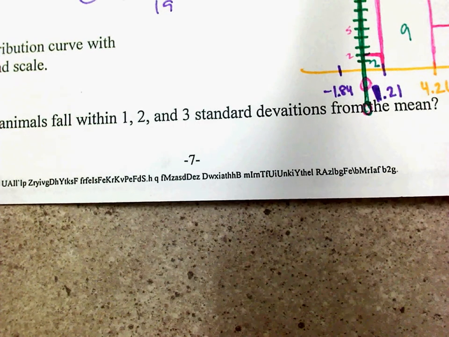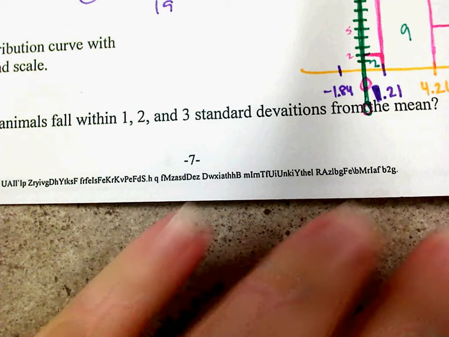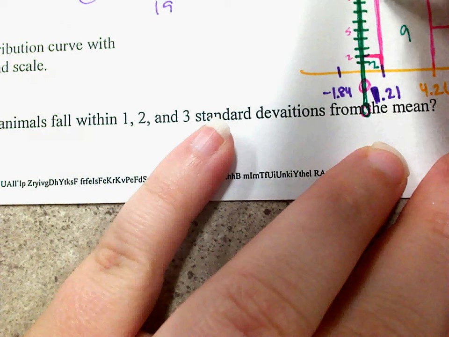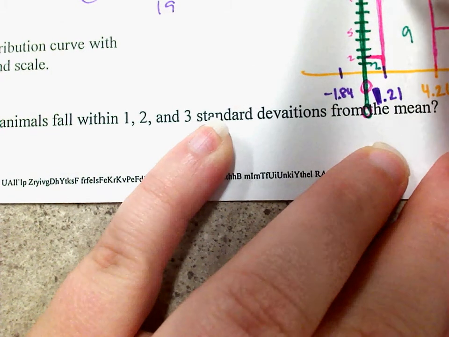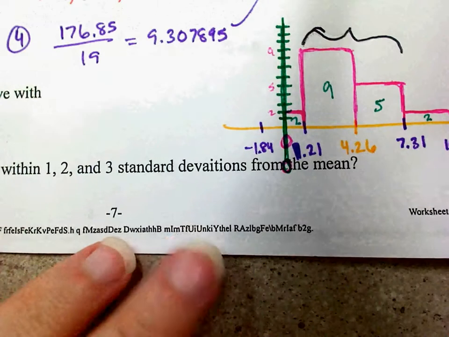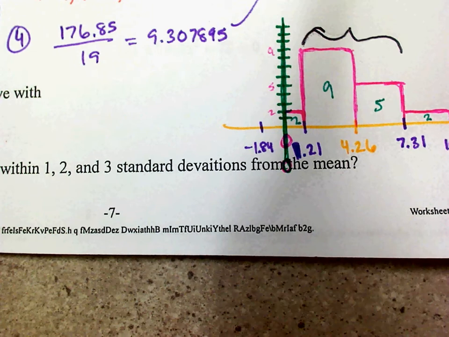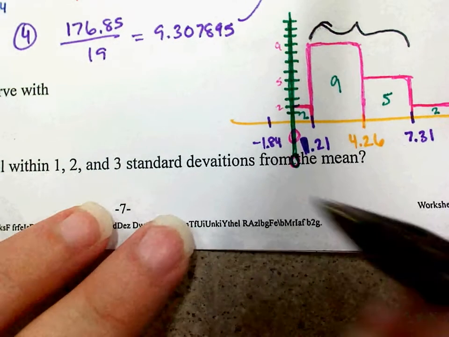Okay. Hey, what percent of the animals fall within 1 standard deviation? Well, 1 standard deviation. I can't see the deviations. 1 standard deviation is 1 to the right and 1 to the left of the mean, so that is 14 out of the total. What's 14 divided by 19? 73.6%?